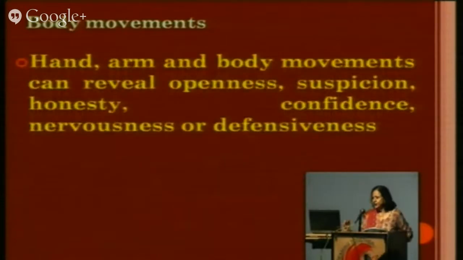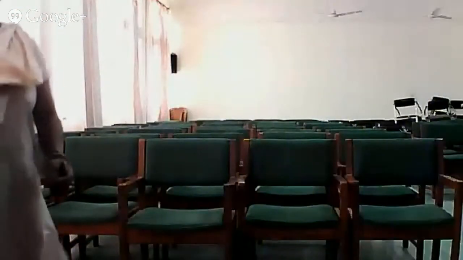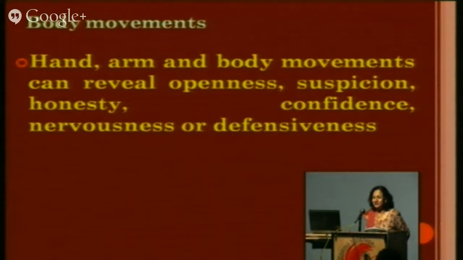क्या आता है, हैंड आर्म बॉडी मूवमेंट्स कैन रिवील ओपननेस, सस्पिशन, ऑनेस्टी, कॉन्फिडेंस, नर्वसनेस और डिफेंसिवनेस। आप अपनी आर्म्स की पोजीशन कैसे रखते हैं? कई लोग होते हैं बात करते हुए बार बार ऐसे करते हैं, आई डोंट नो अब ये क्या चीज सिग्नल करते हैं, ठीक है। आप सिर्फ अपनी जहाँ क्लास से पढ़ा रहे हैं वही खड़े रहना चाहते हैं, या क्लास में थोड़ा मूव करते हैं, मूवमेंट करते हैं?